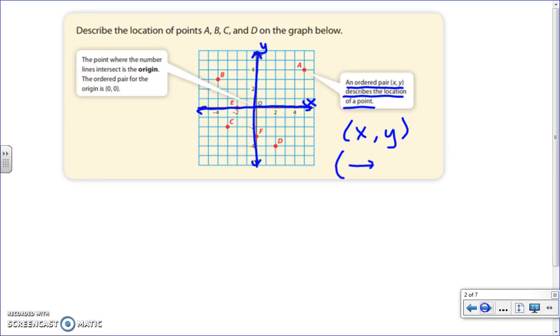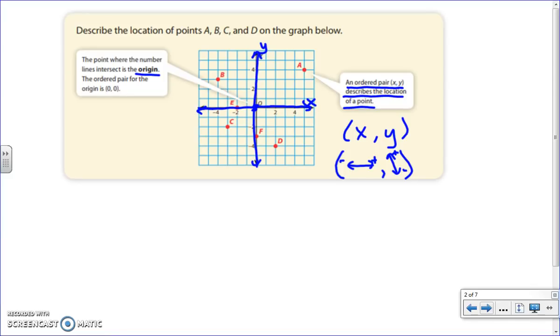The x value moves from the origin left and right. The y value moves up and down. Positive at the top, negative at the bottom, positive to the right, negative to the left. When we're talking about the coordinate plane, we always start counting from the center. This is called the origin, and the ordered pair would be 0, 0. We haven't moved left or right, and we haven't moved up and down at all.